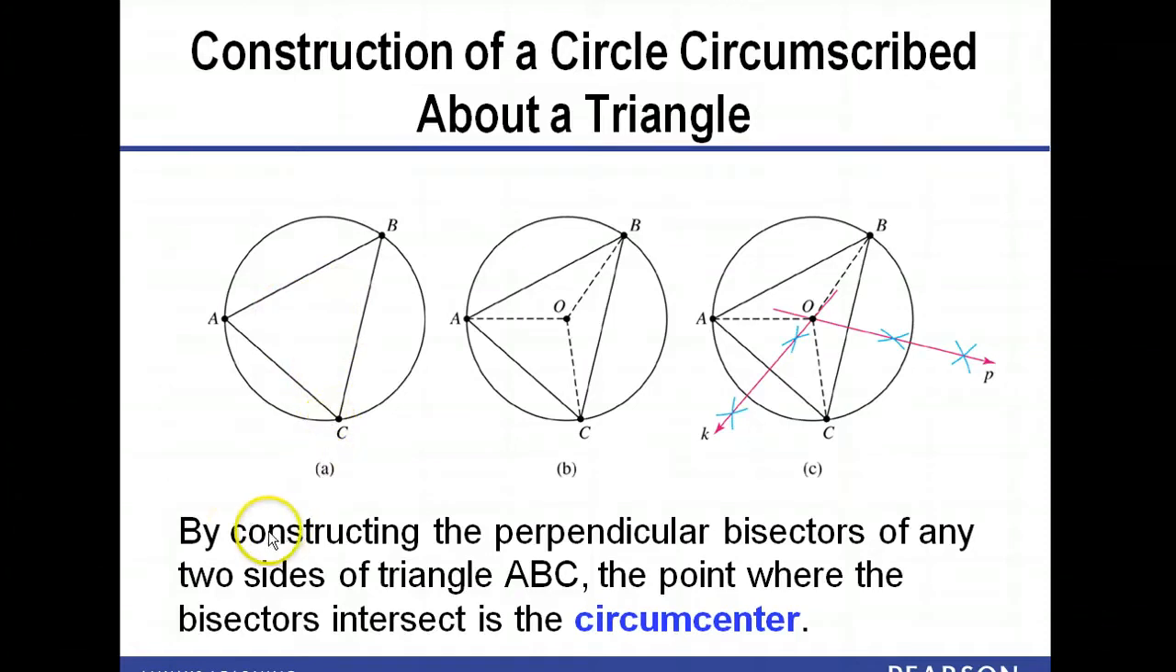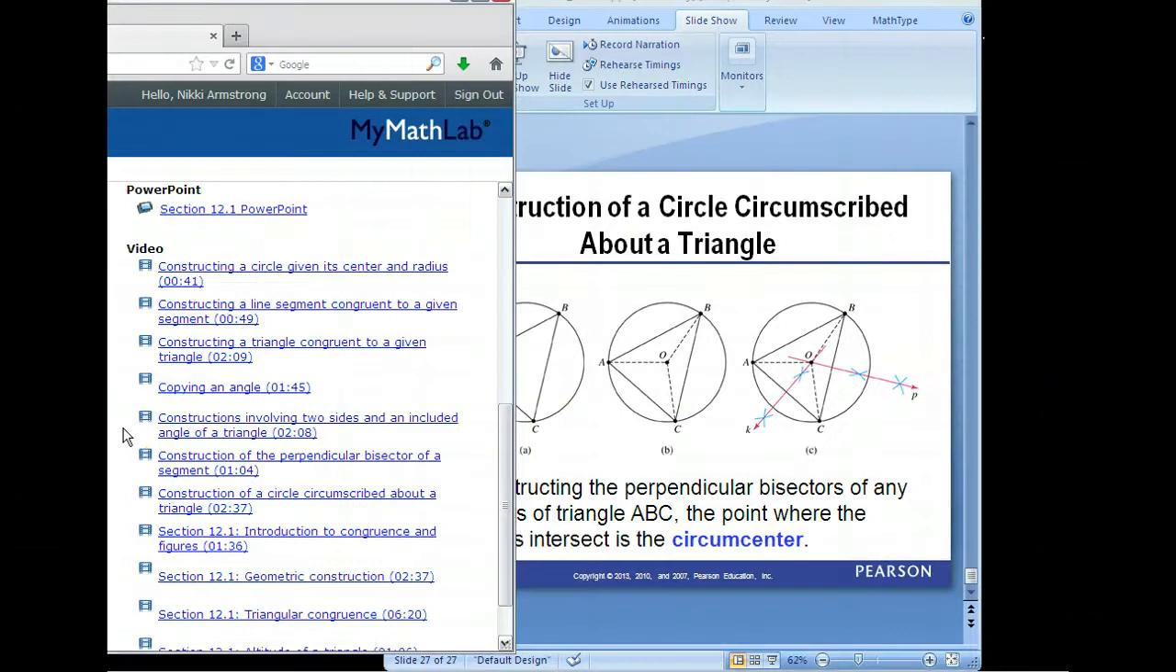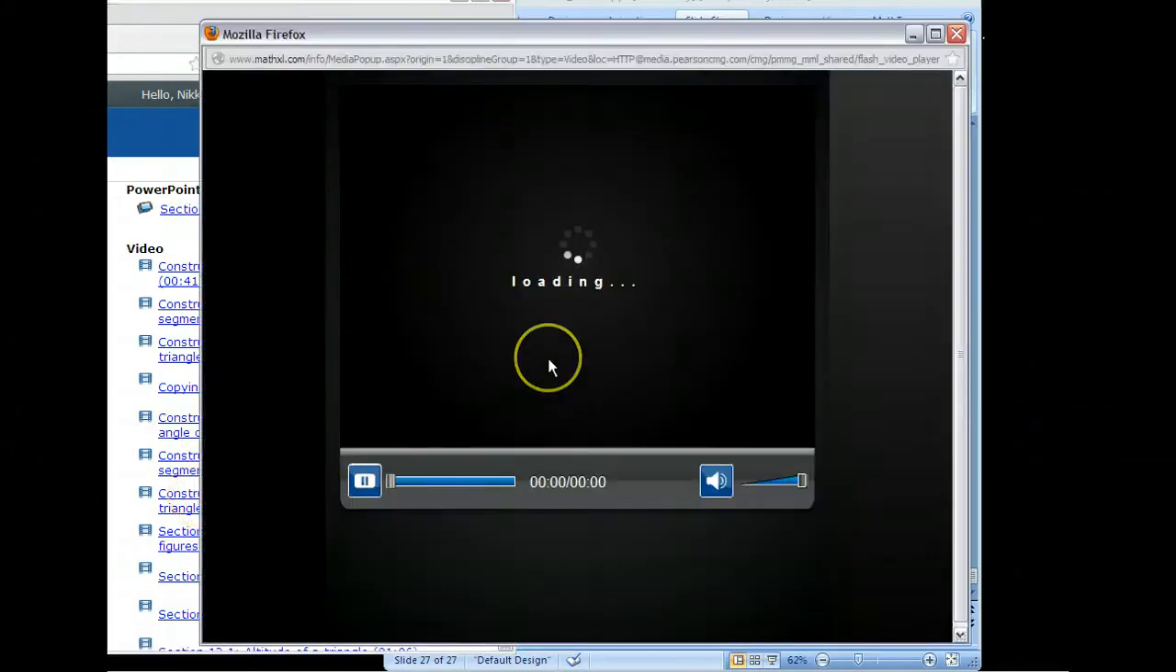But we do this by constructing the perpendicular bisectors of any 2 sides of triangle ABC. The point where the bisectors intersect is what's called the circumcenter, right? The circumcenter here, this O point, is going to be the center of this circumscribed circle, the circle that goes around the outside of this triangle. And once we know where that center is, it's then easy to finish the rest of the circle since we'll just have to use our compass to drag it around the outside. Okay, so let's go ahead and watch our last video here for constructing a circle circumscribed about a triangle.